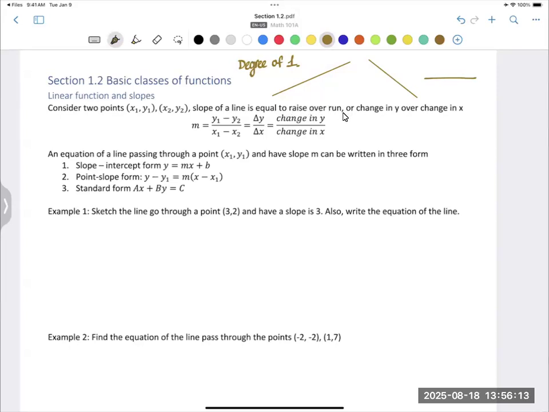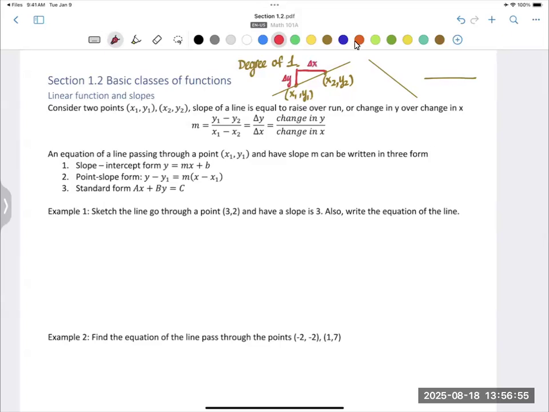I pretty much believe everyone must have heard about this. Slope is rise over run, so the change in y over the change in x. So how do we determine the rise? If I have 2 points on the line, this point is called x1, y1, and this point is x2, y2. Then from the first point to go to the second point, I can go up some units called delta y, and I can go to the right with some units of delta x. So this is going to be my delta y, and this is going to be my delta x.